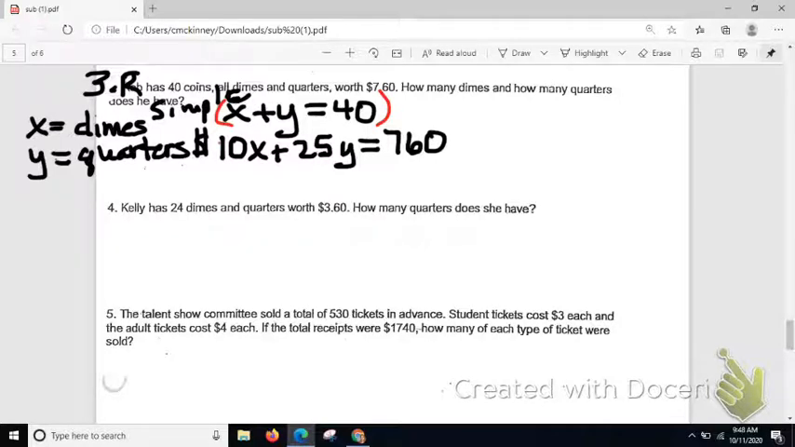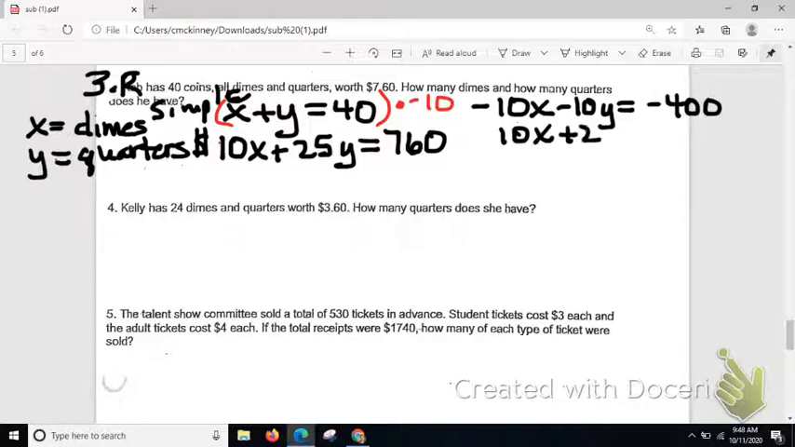I could do it times negative 10 to get rid of the x's, or negative 25 to get rid of the y's. I'm going to do times negative 10. Just won't be quite as big that way. So remember, all the way across. So I really don't need that plus sign there. I can just go ahead and write minus 10y, and then is equal to negative 400. Second line's not changing, just rewriting that underneath.